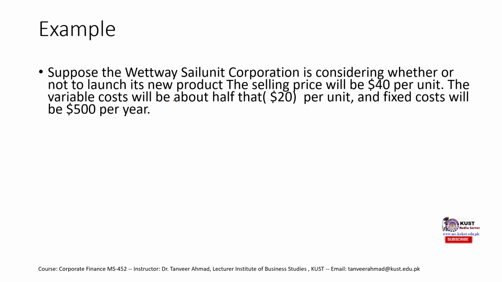So suppose this ABC Corporation is considering whether or not to launch its new product. The selling price is 40. This would become P. The variable cost will be about half of the selling price, which is $20. This would become V. And the fixed cost is 500. This would be FC.